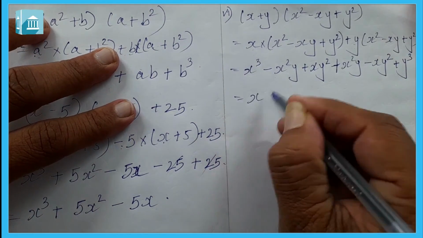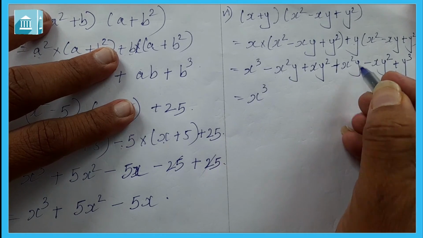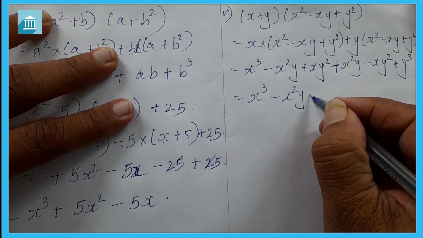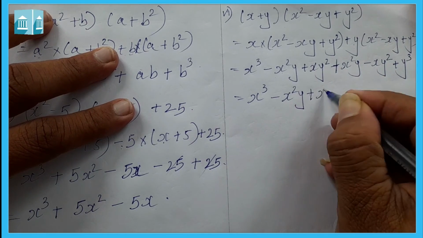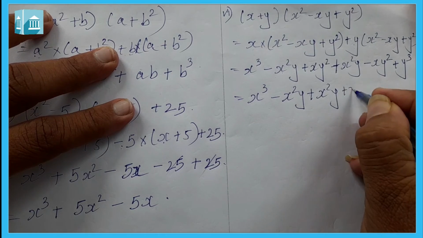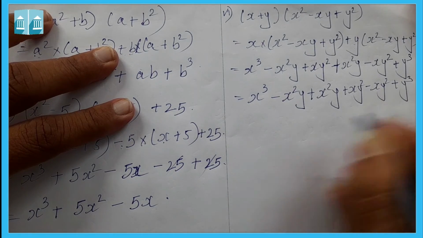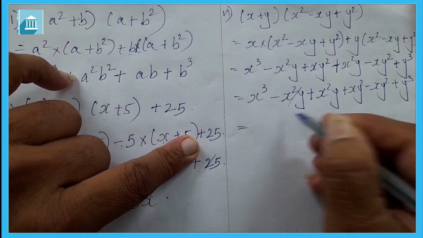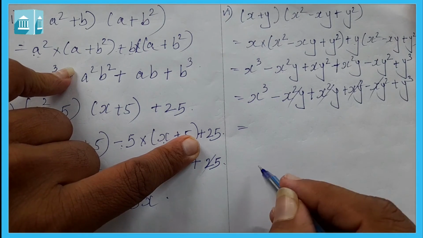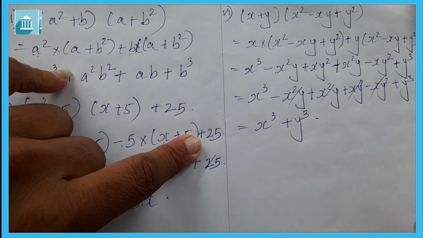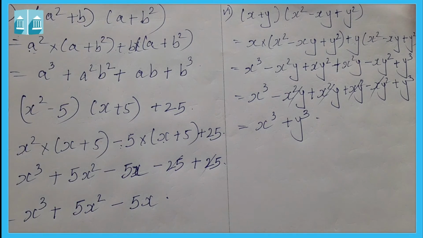So this will be x cube, minus x square y plus x square y plus xy square minus xy square plus y cube. So this x square y cuts, this also cuts. The answer is x cube plus y cube. So the correct answer is x cube plus y cube. This is the sixth one of question number 3.